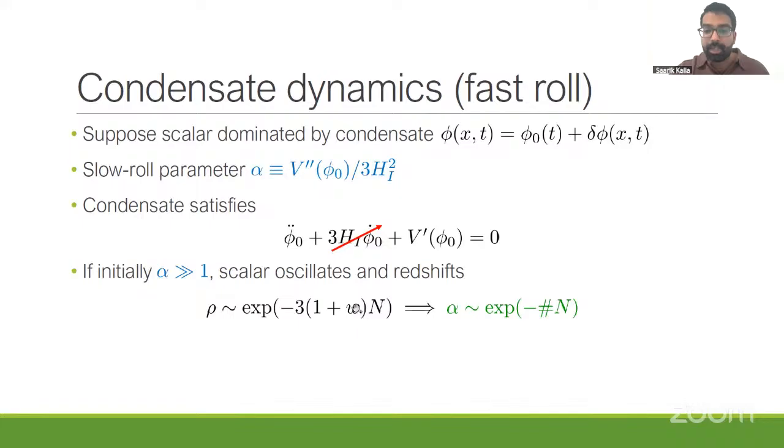It'll redshift with some equation of state w. But the important thing I want to point to is that this redshift, if you characterize it in terms of the number of e-folds N, then the energy density as well as this parameter alpha are going to decrease exponentially as a function of N. So when alpha is much bigger than 1, your alpha will decrease exponentially as a function of N. That's the important point.